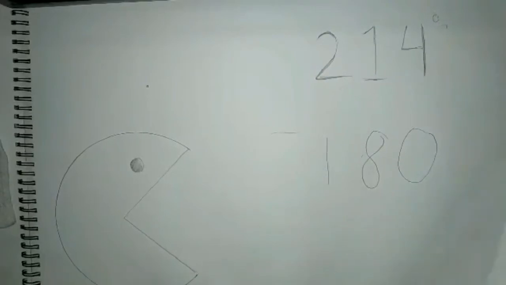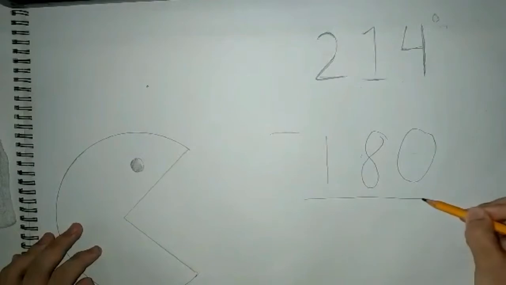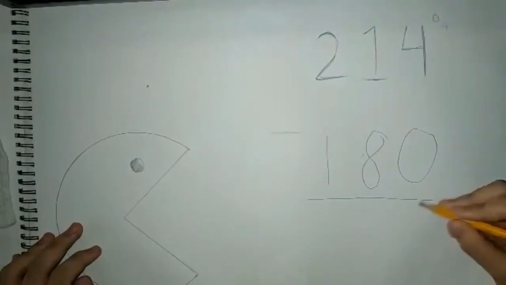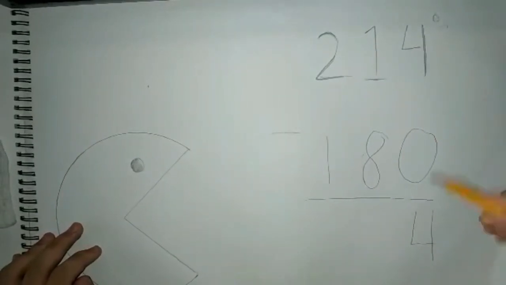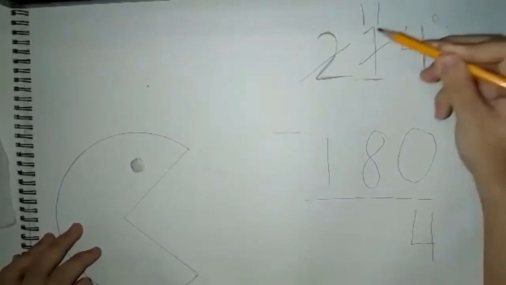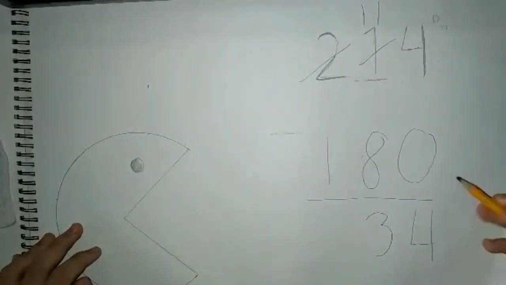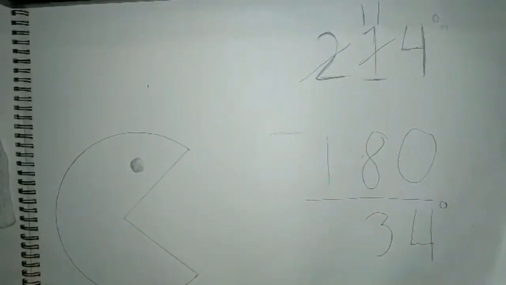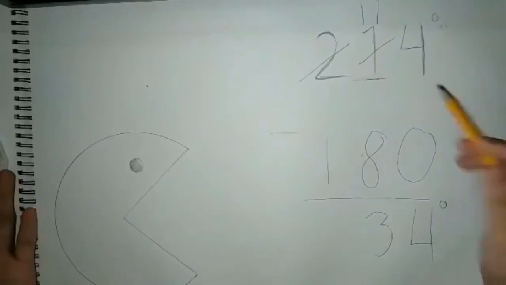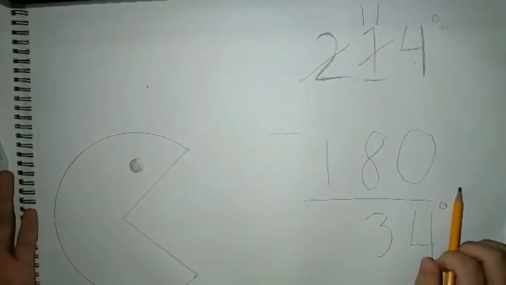So, Pac-Man ate 180 balls. And we solve. So we have 4 here and 11. And then we got 3. And we bring that, and we have 34 balls remaining. Meaning, if our angle is 214 degrees, its reference angle is 34 degrees. Very simple.